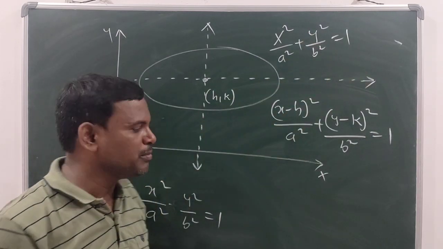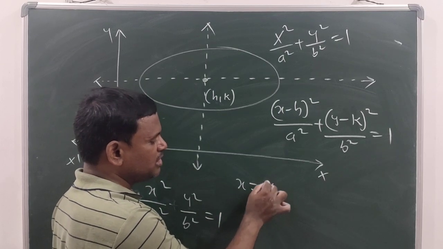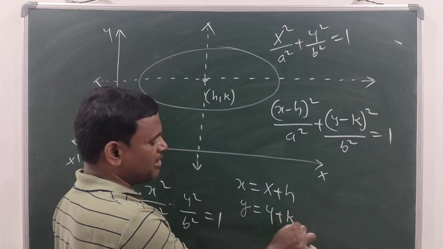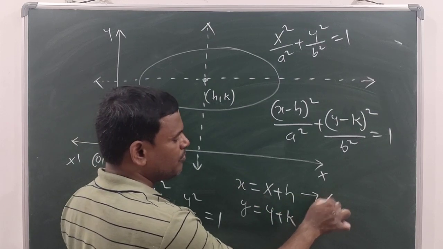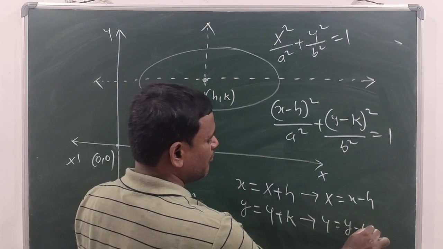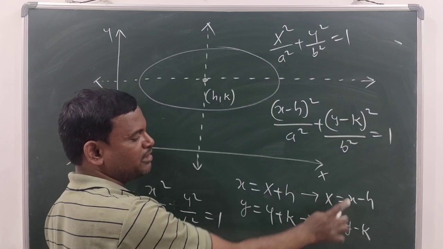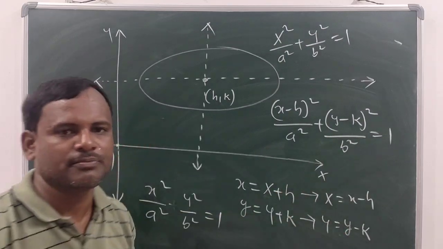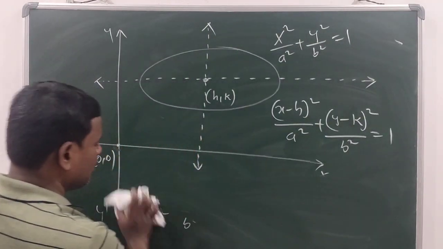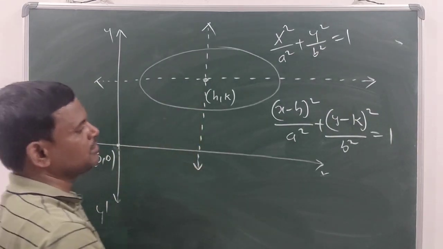But you know, in the transformation of axes, the relation between the old coordinates and new coordinates is small x equal to capital X plus h, small y equal to capital Y plus k. Now capital X equal to x minus h, capital Y equal to y minus k. In this, replace capital X, capital Y by these two, so that you will get this equation. Now write the center, foci coordinates, directrix equations and all for this.